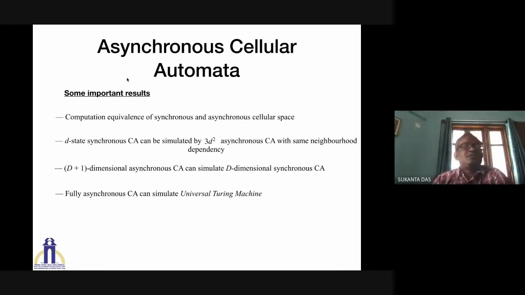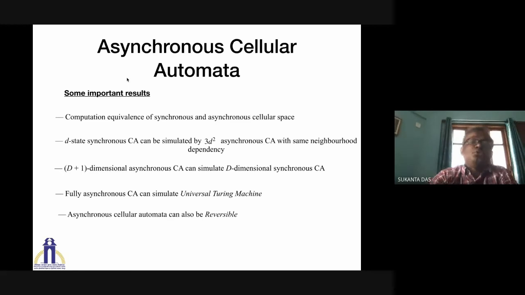It's a recent result that fully asynchronous CA is the simplest one, because at one step only one cell is allowed to update. Our simplest version of asynchronism. That simplest asynchronous CA can also simulate a universal Turing machine. It was proved in 2012.